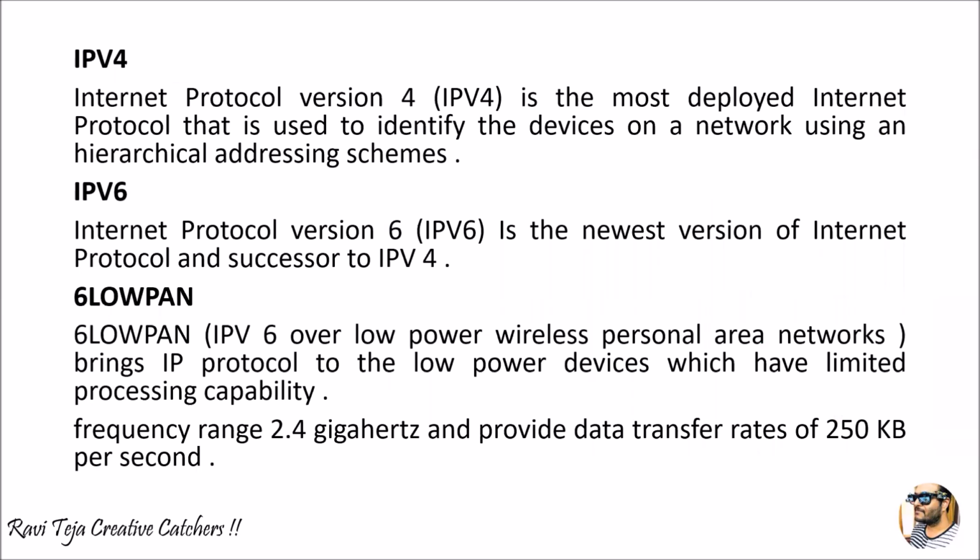Now among these we have IPv4, IPv6 and 6LoWPAN. Coming to IPv4, it's the most famous version. Internet Protocol version 4 is the most deployed internet protocol, which is used to identify the devices on a network. It is mostly hierarchical with respect to the addressing scheme. Nowadays almost all internet facilities use IPv4 to identify a particular network or to use the internet.